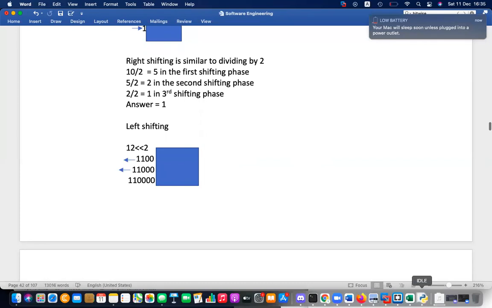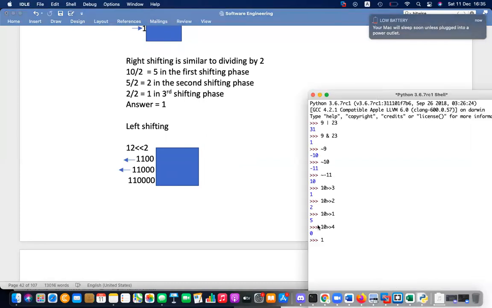So left shift means shifting to the left side, it's multiplying. 12 multiplied by 2 is 24. 24 multiplied by 2 is 48. Right shifting will divide, left shifting will multiply. I hope that part everybody can understand. That is easy, right?